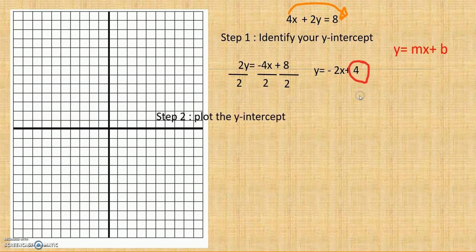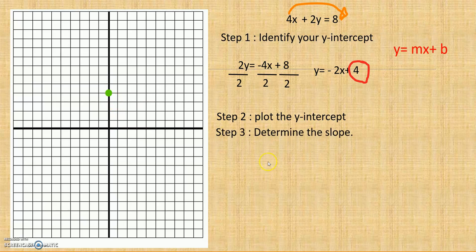Then step 2, plot the y-intercept. Knowing that our formula is y is equal to mx plus b, where b is our y-intercept. So let's plot our y-intercept, which is positive 4. So 1, 2, 3, 4.